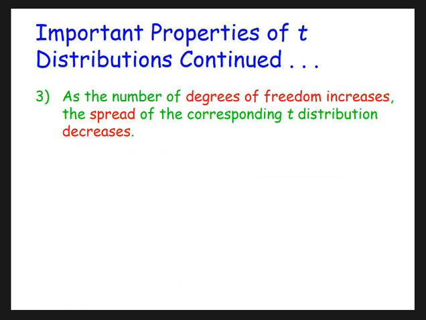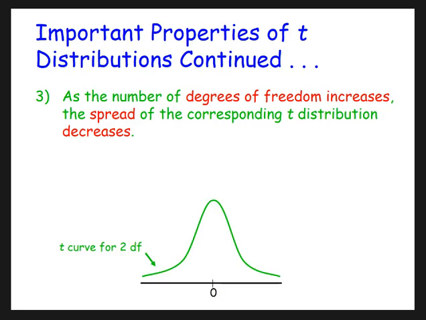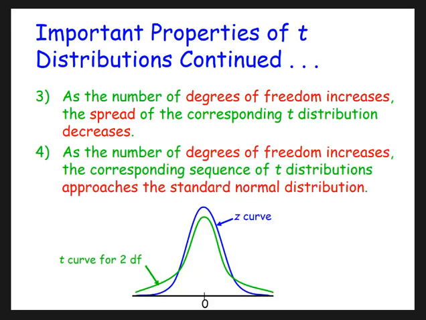So, important properties of the t continued. The number of degrees of freedom increases. So as the number of degrees of freedom gets larger, the spread gets less and it becomes closer to the normal curve. So this is the curve for 2 degrees of freedom. For 8 degrees of freedom, you can see it gets narrower. If we keep going, it would get narrower yet. So as the number corresponding to the degrees of freedom increases, the corresponding sequence of t-distributions approaches the standard normal curve. In other words, as the degrees of freedom get sufficiently large, the t-curve becomes basically the normal curve.